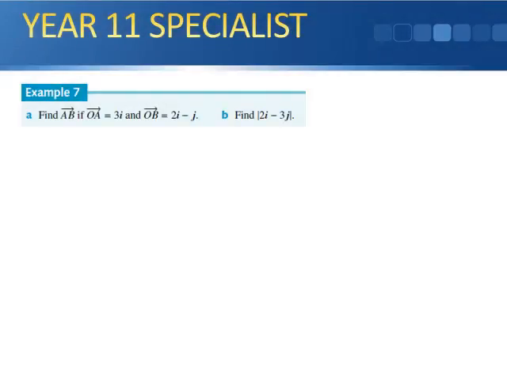Example 7 says find AB if OA is 3i and OB is 2i minus j. So for part A, to go from A to B, we must go from A to O plus O to B. O to B we've got. A to O we don't have, we've got O to A. So A to O is negative 3i, remember the opposite direction, plus 2i minus j. Now we can collect like terms, and we've got minus i minus j. And that's our AB.